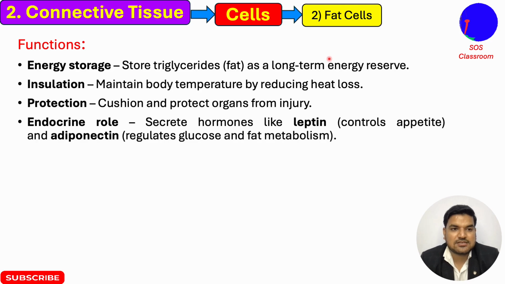So what is the function of fat cells? First is the energy storage. So energy storage in the form of the triglycerides for a long-term energy reservoir. Next is the insulation. Insulation means maintaining the body temperature by reducing the heat loss from the body. Next is the protection. Protection of the different types of organs, working as a cushion to protect. Next is the endocrine role. Endocrine role means the secretion of different types of hormones, like leptin controls the appetite and adiponectin regulates the glucose and fat metabolism. That's why it is also called the endocrine role.